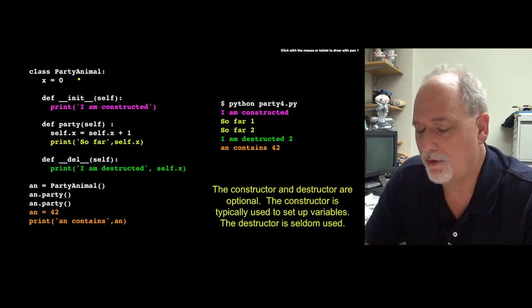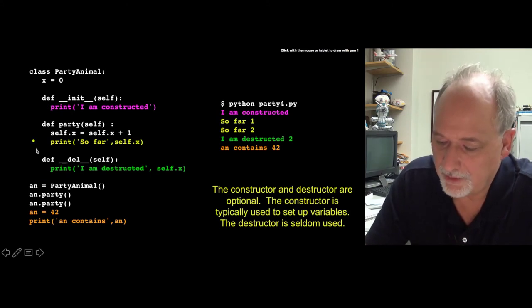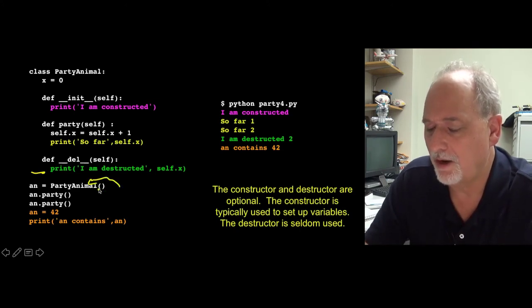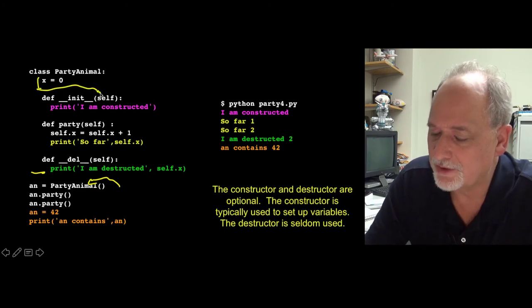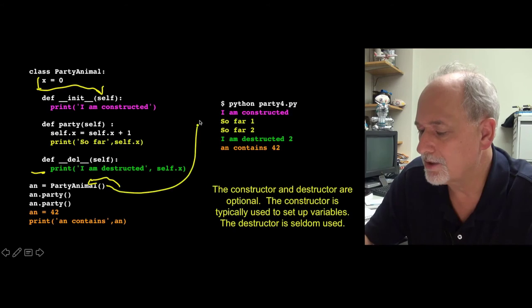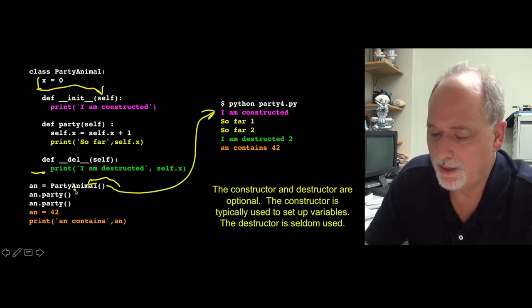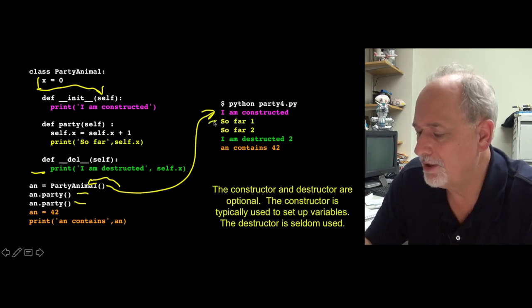So let's go ahead and run this. Again, this doesn't really do any code up to here. That just defines party animal, but this is the constructing of it. It creates these variables, and then it also runs the constructor. In this case, this line right here is causing the I am constructed message to come out. Then we do an.party and an.party, and that says one and two.